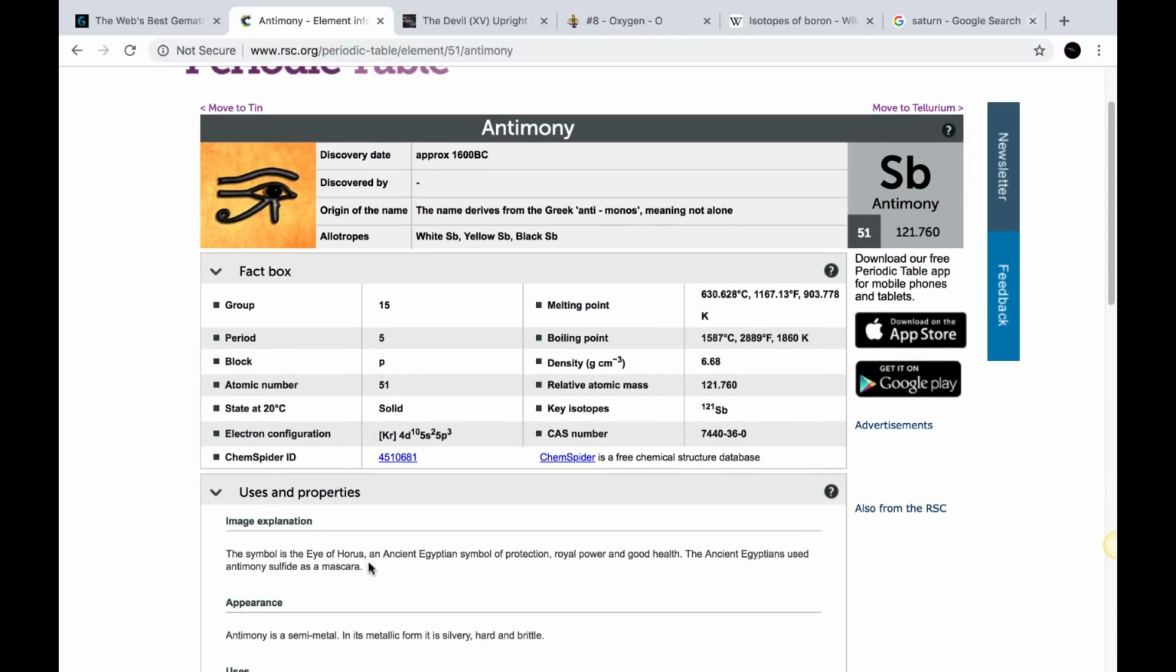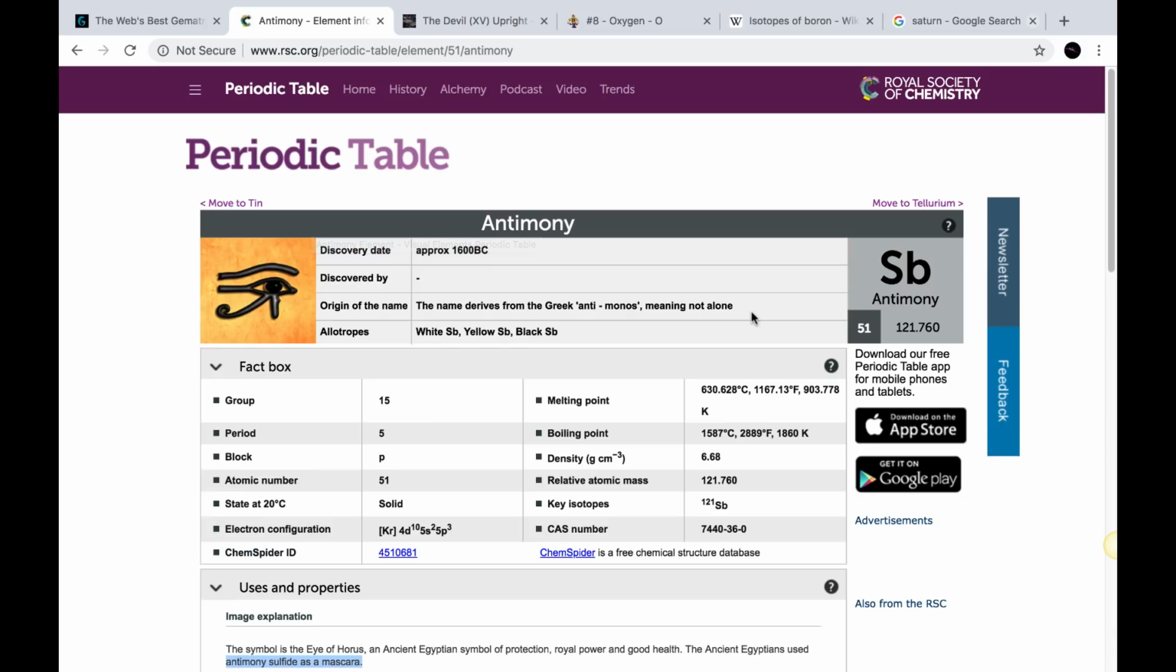I've talked about this before. The all-seeing eye of Horus. Aleister Crowley is designed to usher in the Aeon of Horus. And of course, this is an ancient symbol of protection. They used to use antimony sulfide as a mascara, perhaps why it's so dark. But I mean, the Royal Society of Chemistry decided to use this as their logo.